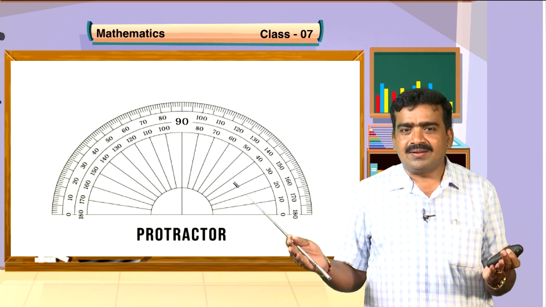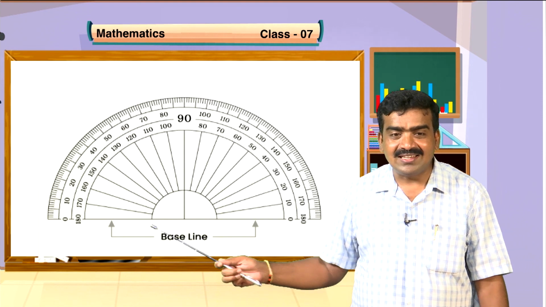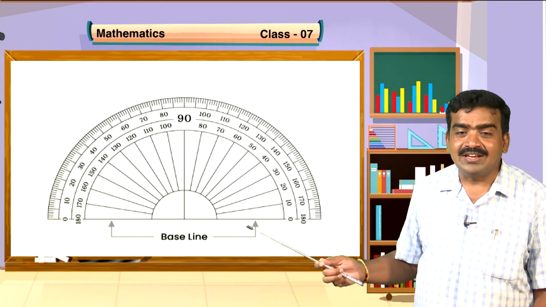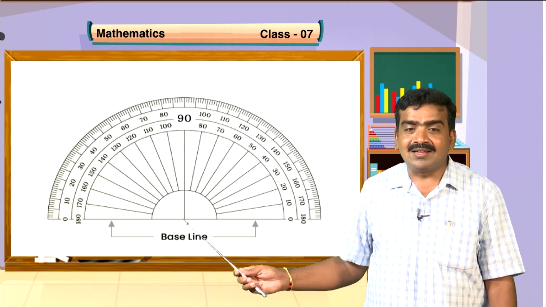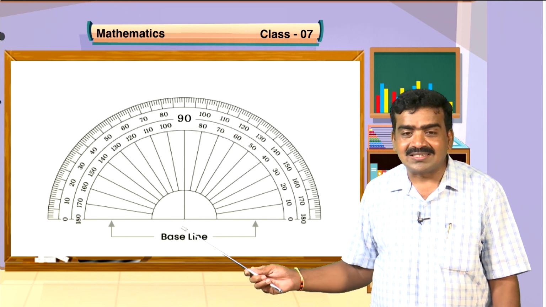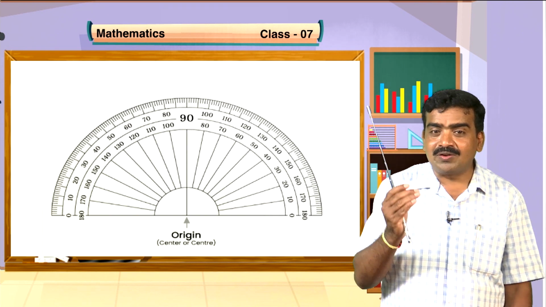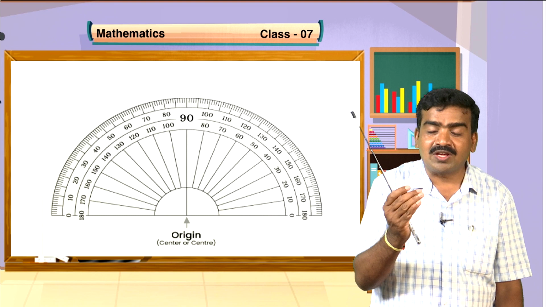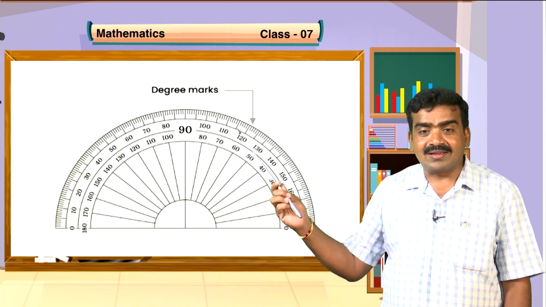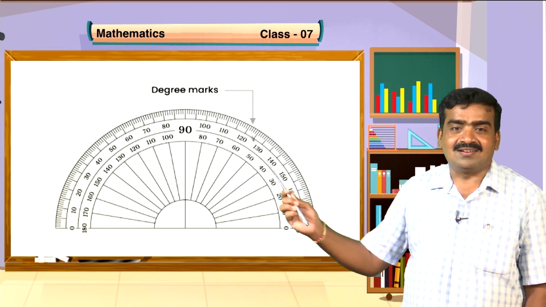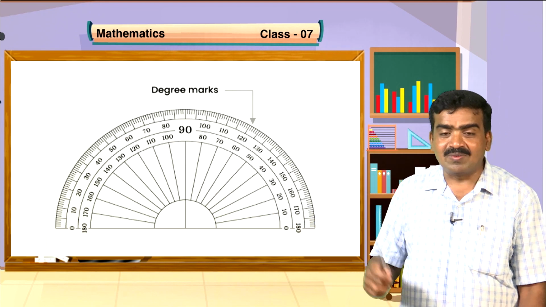What are the different parts of the protractor? It has a baseline. You can see there is a horizontal line in your protractor, that is what we call the baseline, and there is a perpendicular line at 90 degree along with the baseline. That point is called the origin, where we keep the protractor on the line and measure the angle. And there is marking like this on the semicircle of the protractor, that is what we call degree markings.